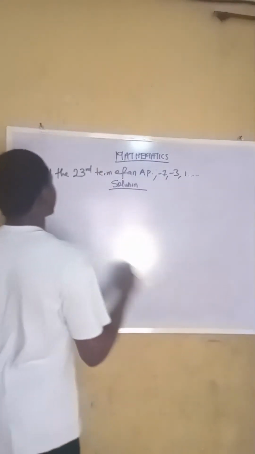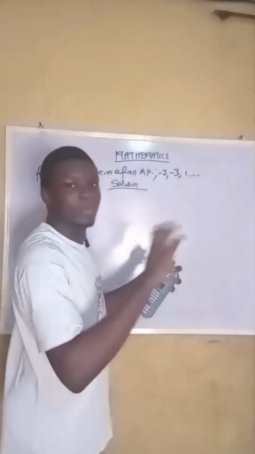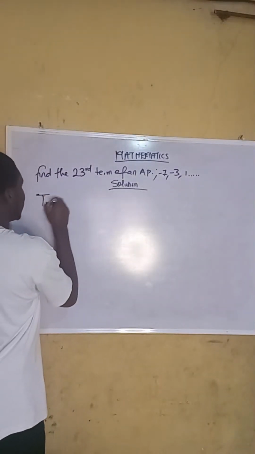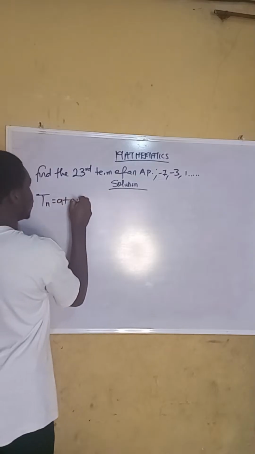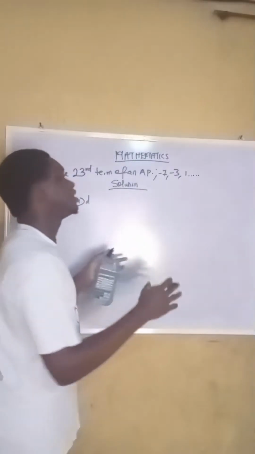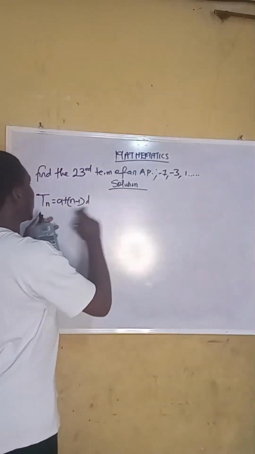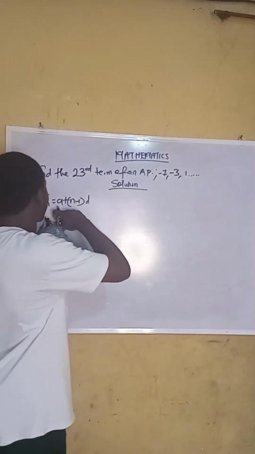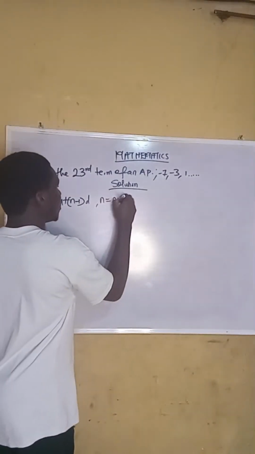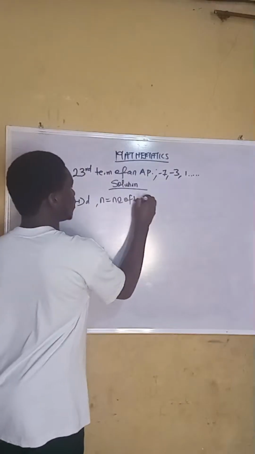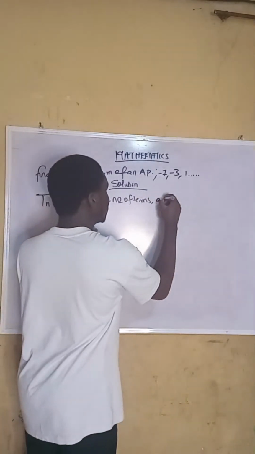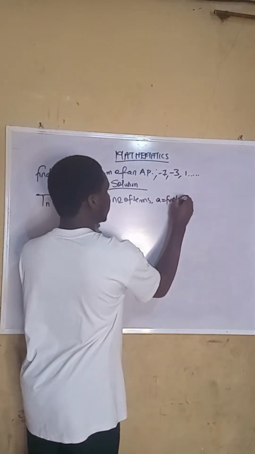So let's go. Now, first of all, you need to know the formula for solving such a problem. That is, the formula is Tn is equal to a plus (n minus 1)d. Tn is equal to a plus (n minus 1)d. Now, n is the number of terms. We have a here. a refers to the first term. a is the first term.